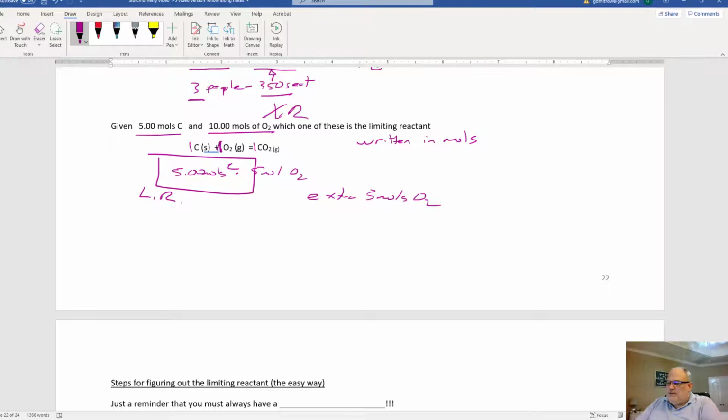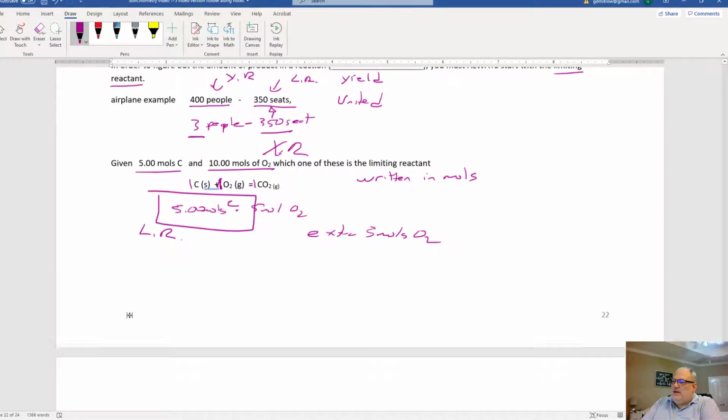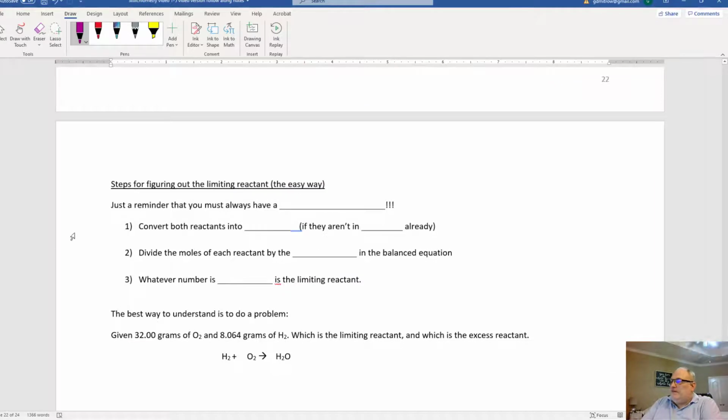So I'm going to give you some steps here on how to figure out a limiting reactant from a problem, and I want you to kind of fill this in. But the most important thing that I can remind you of is that whenever you're doing a limiting reactant problem, you must have a balanced equation. If you don't have a balanced equation, you cannot solve any problem. Now here are the steps.